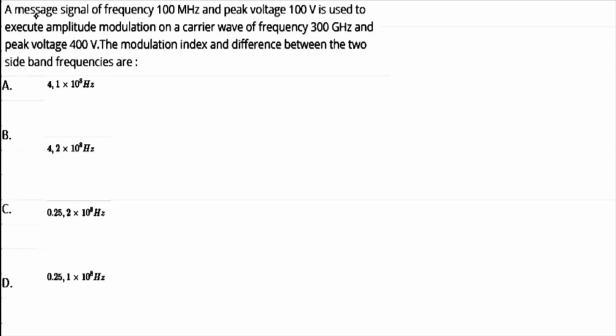This question says that a message signal of frequency 100 MHz and peak voltage 100 volt is used to execute amplitude modulation on a carrier wave of frequency 300 GHz and peak voltage 400 volt. So here we need to find out the modulation index and the difference between the two sidebands of frequency.